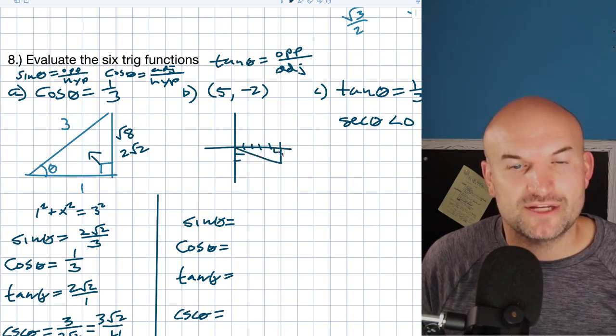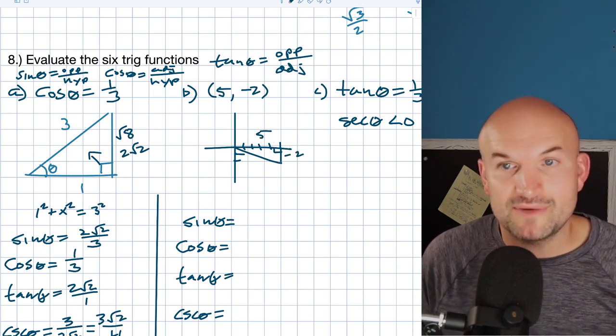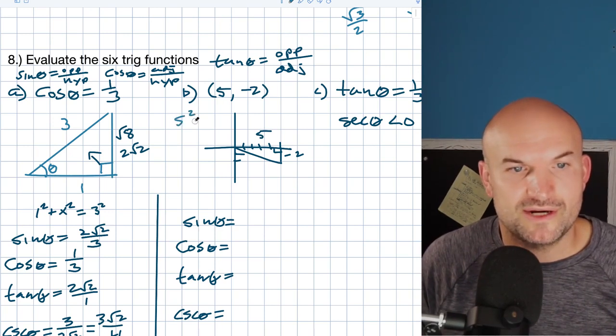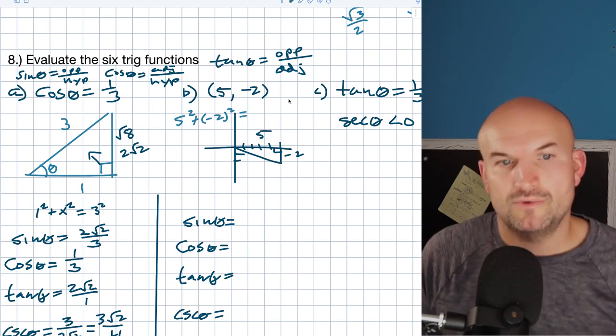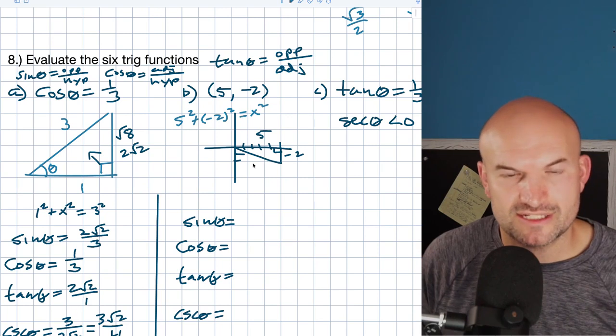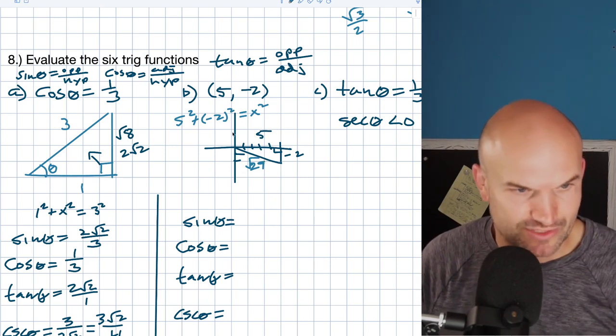Now what's cool about this is we can create a triangle here. 5, -2, right? And then from there, we can also go ahead and find the hypotenuse. So we have a 5 squared plus a -2 squared equals, well, that's going to be what, a 29? So let's call this an x squared. So that's going to be a square root of 29 is going to be your hypotenuse. Okay, so square root of 29 is going to be your hypotenuse.